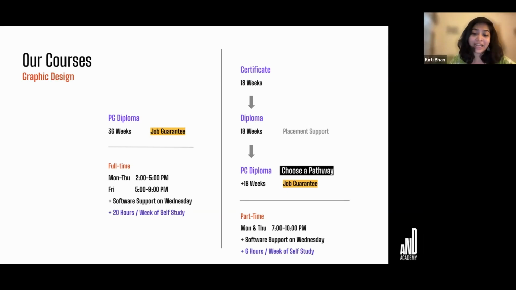For full-time, the timings are from Monday to Thursday every day from 2 to 5 p.m. Friday also from 5 to 9, in which you will be having some extracurricular sessions, which will help you to have a holistic understanding and learning of design. You will also have software support on Wednesday. For PG full-time, 20 hours per week of self-study is expected.